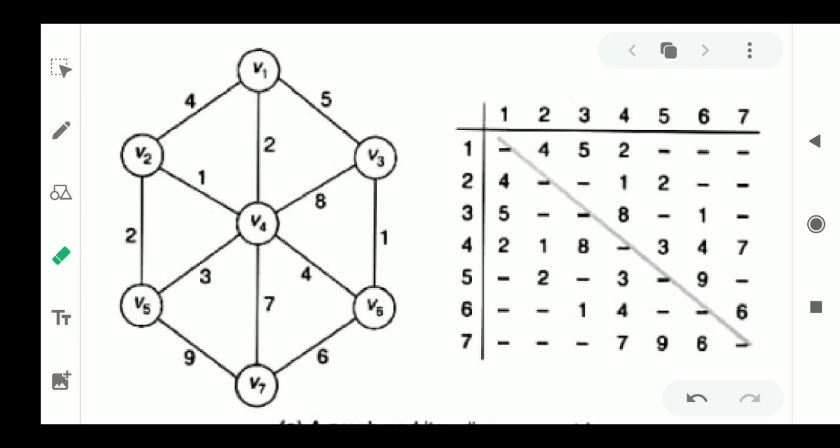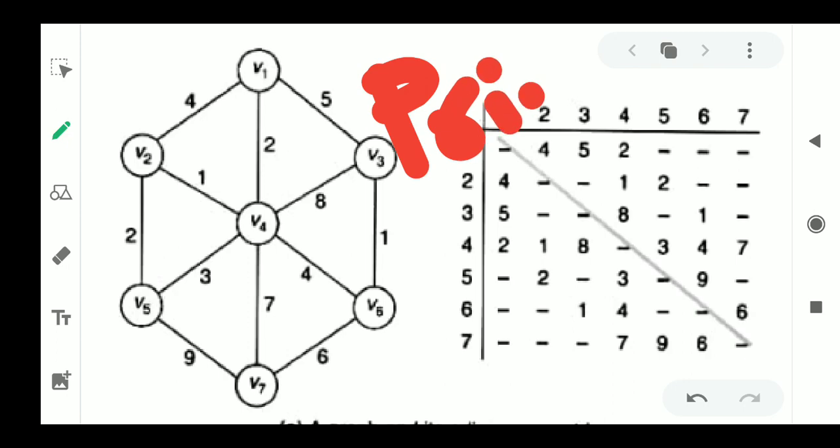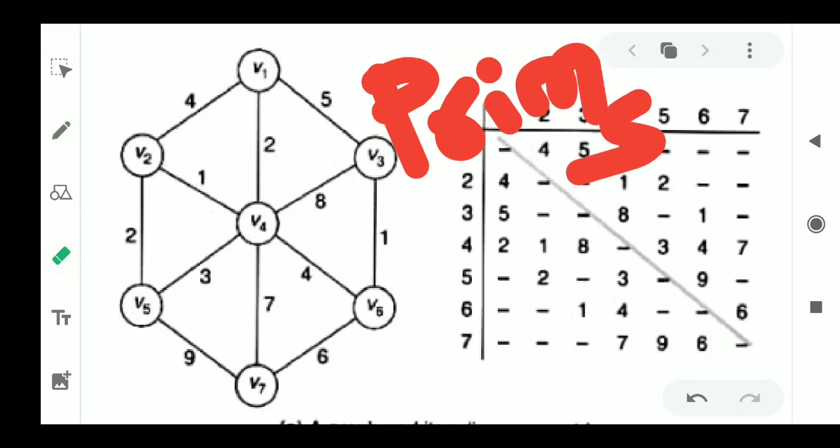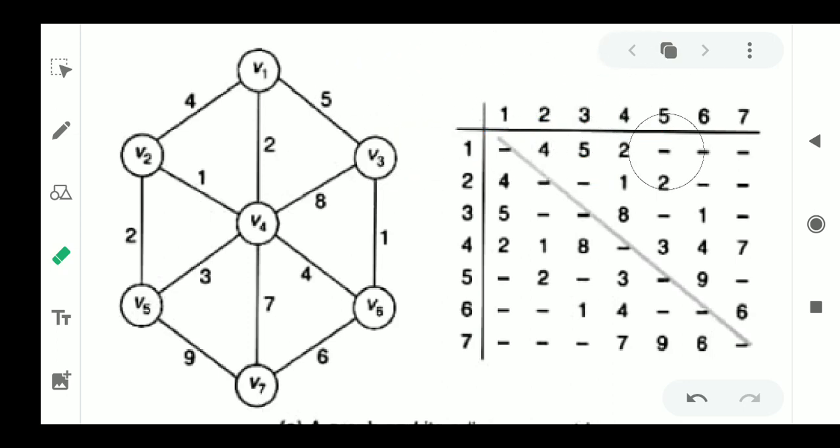But in this video lecture, we will restrict ourselves to Prim's algorithm only. And in the next video lecture, we will see Kruskal's algorithm. Here in this video lecture, we are going to discuss Prim's, P-R-I-M-S, Prim's algorithm. Okay, Prim's algorithm. So we will see now.